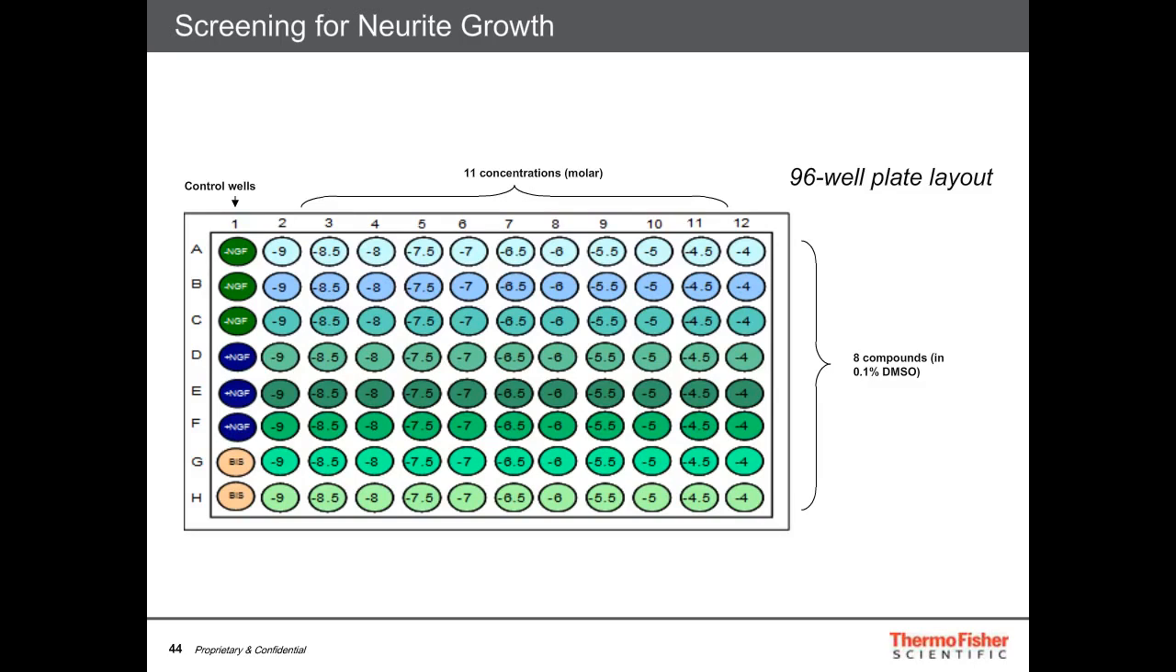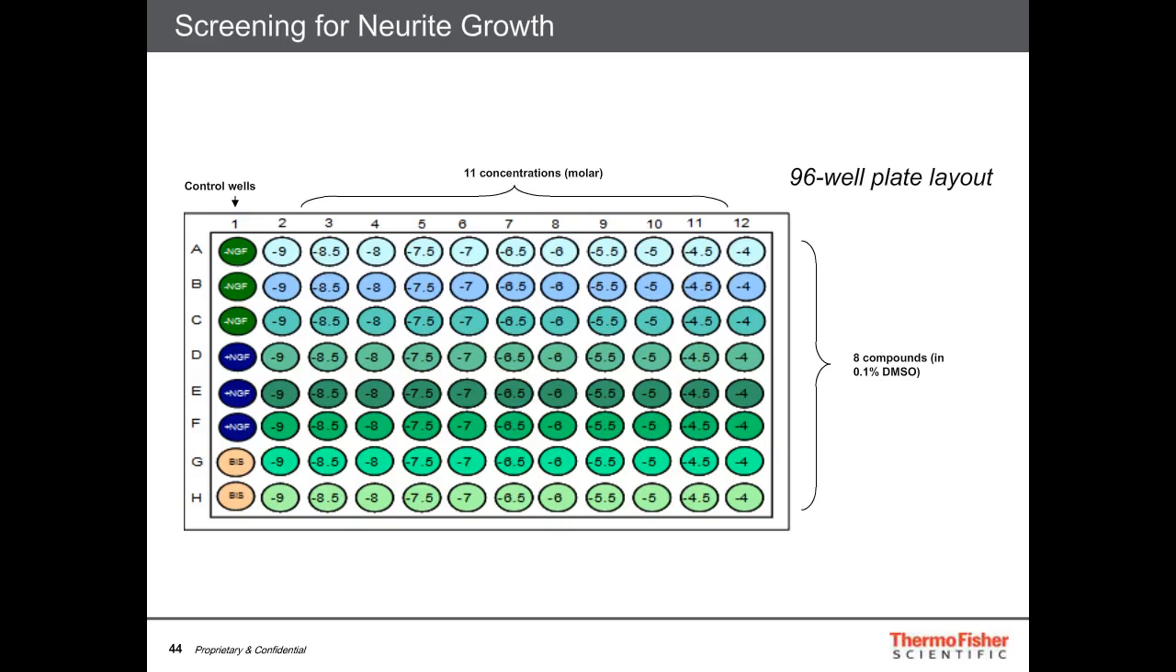So here I just have a plate map, and what you can see is that in column 1, we have our control wells. Just quickly, A1, B1, and C1 were without nerve growth factor. That was our untreated population that served as our negative control. D1, E1, and F1 were plus NGF, so those were the healthy positive control cells where we would expect to see maximum neurite outgrowth. And then finally, G1 and H1 were the bisindolylmaleimide-treated cells that acted as our pharmacological control.